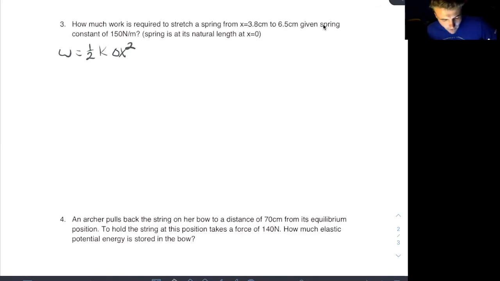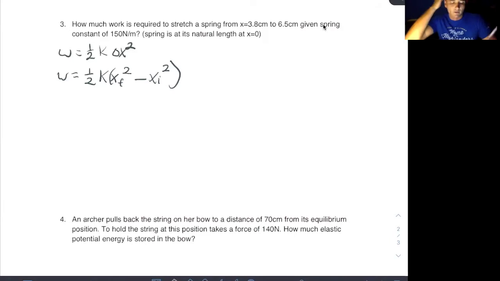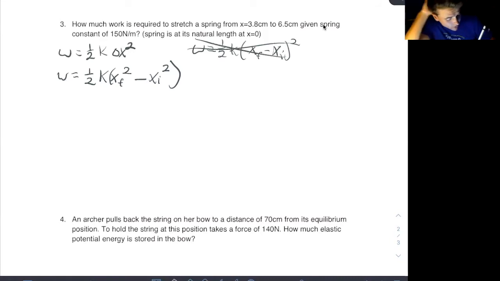So we could rewrite this equation to look like this, and make sure you rewrite it like this. All right, so k, x final squared minus, I'll do it this way. Okay, times x initial squared. Right? You don't want to write it like this, where it's w equals 1/2 k times x final minus x initial squared. You don't want to write it like that. So make sure you don't do that.